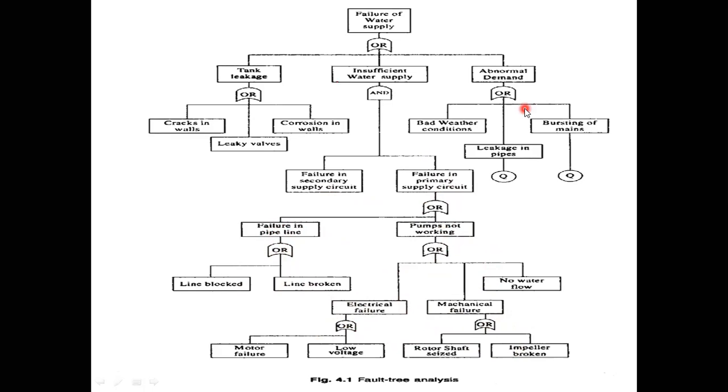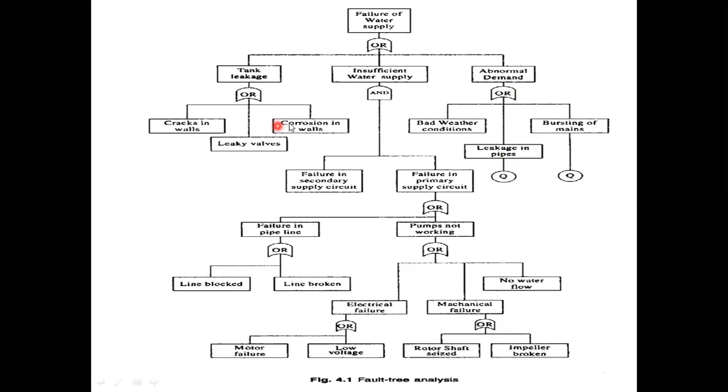Abnormal demand. When there is excessive demand, we are going to come across this type of failure. That is bad weather conditions. Abnormal demand may be caused by bad weather, and bursting of mains. Sometimes there is an overflow of the current, and the mains may burn out or burst. That may lead to the abnormal demand here. And next one is leakage in the pipelines.